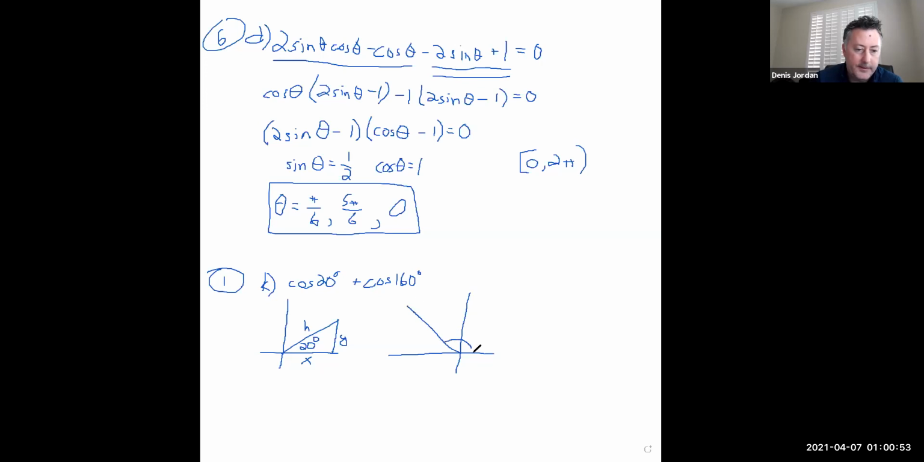So here's the 160. And when you have angles in quadrants 2, 3, and 4, you're supposed to use your reference angle. So if we draw the triangle, the angle inside the triangle is your reference angle. So what angle would this be? The green one. Yeah, it'd be 20 degrees.